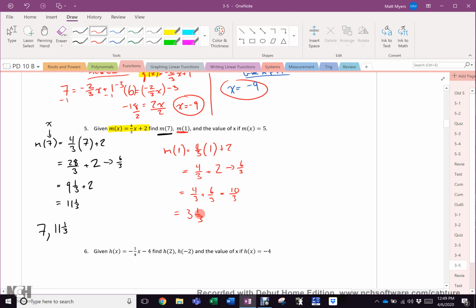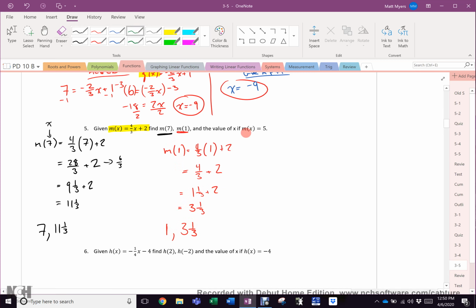The other option, of course, is to go to here and say that is 1 1/3 plus 2. 1 plus 2 is 3 1/3. Again, it doesn't matter how you do it. You know the x value was 1, and you know the y value is 3 1/3.